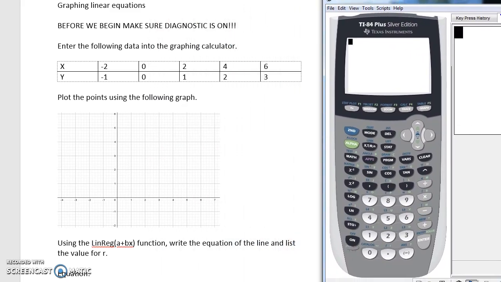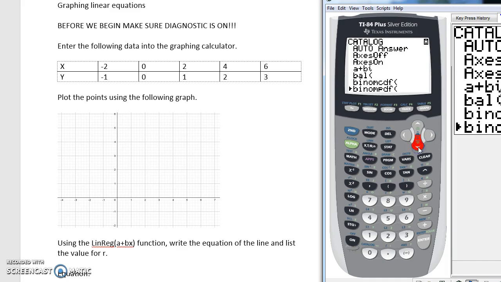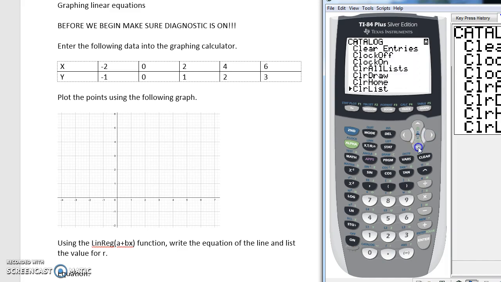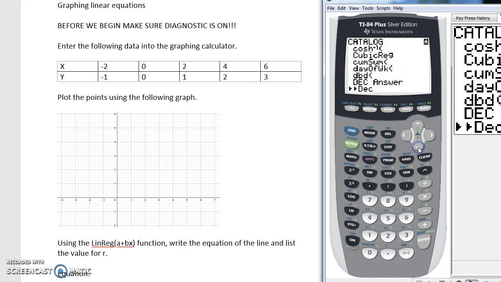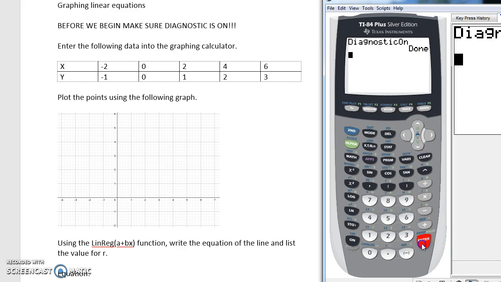So the first thing I want to make sure you do is we're going to turn the diagnostics on in our calculator. So how do you do that? I'd like everybody to do this with me. Go to second and then the number 0, and we're going to scroll down till we see diagnostic on. Again, this is going to take us a minute, probably you less time than me because my thing works slowly. I'm scrolling, it's alphabetical order. Wait till this guy says diagnostic on. And there it is. Click enter and go for it. Alright, so that's the first step.